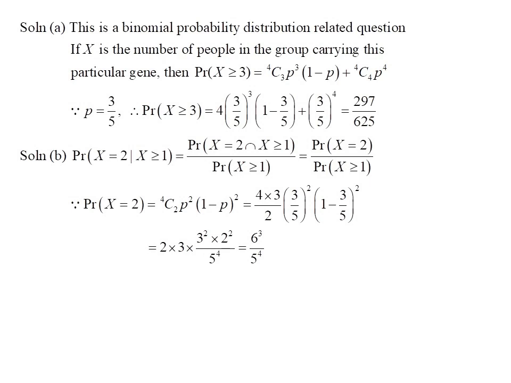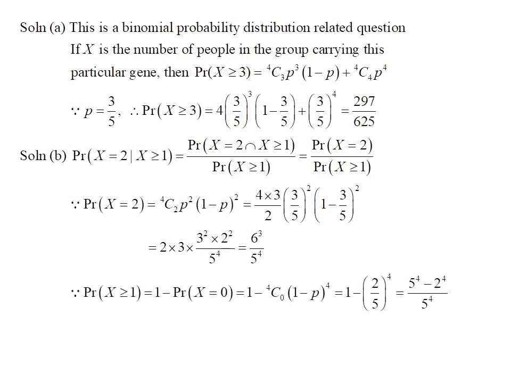Here we have Pr(X = 2) equals 4C2 p squared times (1 minus p) squared, which equals 6 cubed over 5 to the fourth after being simplified.